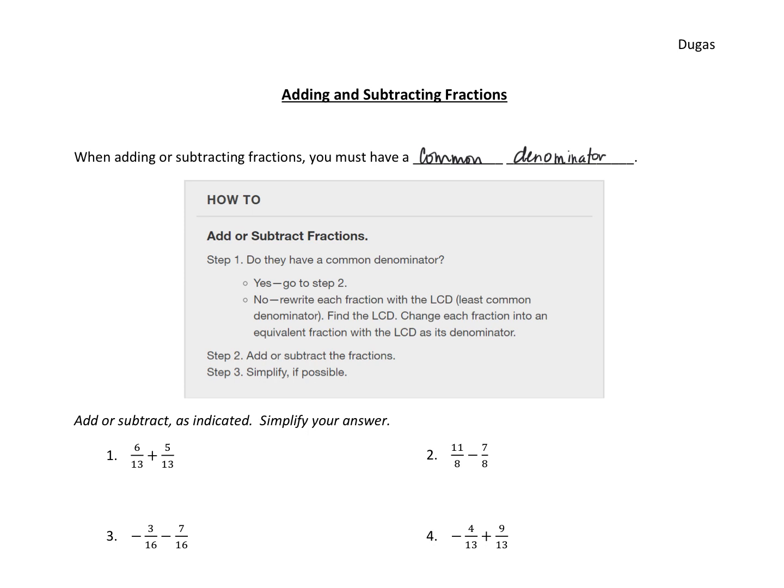So the first thing is, do they have a common denominator? If the answer is yes, then go to step 2. Go ahead and add or subtract, and then simplify. If they do not have a common denominator, then you need to find the LCD and rewrite each fraction with the LCD. So you're going to make equivalent fractions for each of the two fractions, or however many fractions you have, and then continue with step 2.